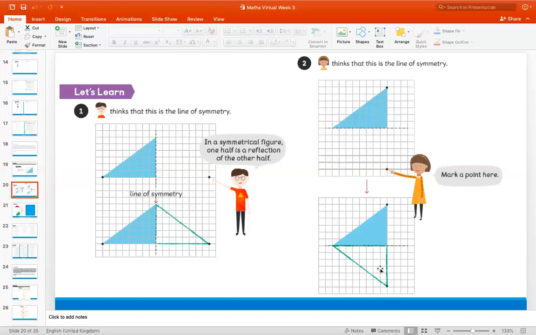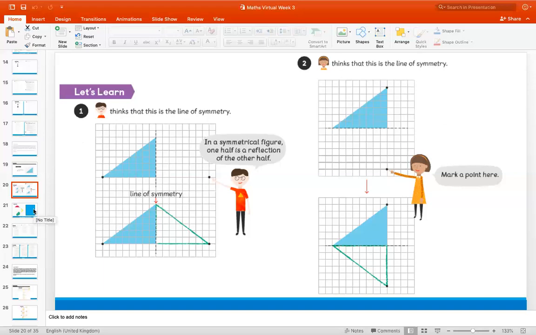Who do you think is correct and why? Do you think that you can complete the shape or a figure without having the line of symmetry? Do you think it's possible, or do you think that it's very important to have the line of symmetry to be able to complete the remaining figure?